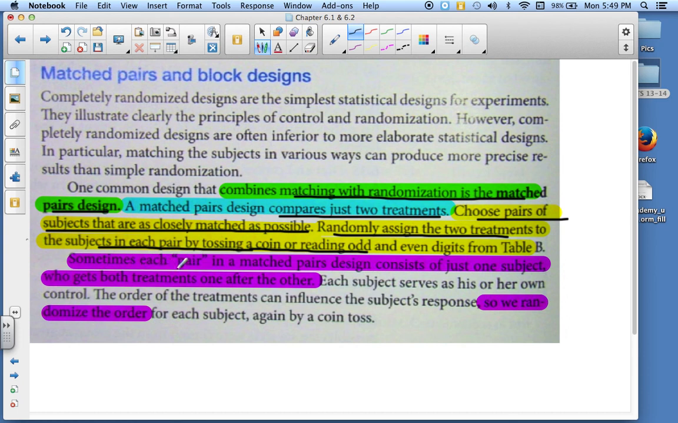And then sometimes each pair in the design consists of just one subject. So, for instance, if you're going to see how a person does taking a test with a lot of noise versus a test in a quiet room, or let's say a test with rock music versus classical music, well then that person is a matched pair because you're matching him or her against themselves. But you're going to randomize the order of the treatments for each subject. So you're not just going to do rock music and classical, rock music and classical. You're going to randomly assign those.